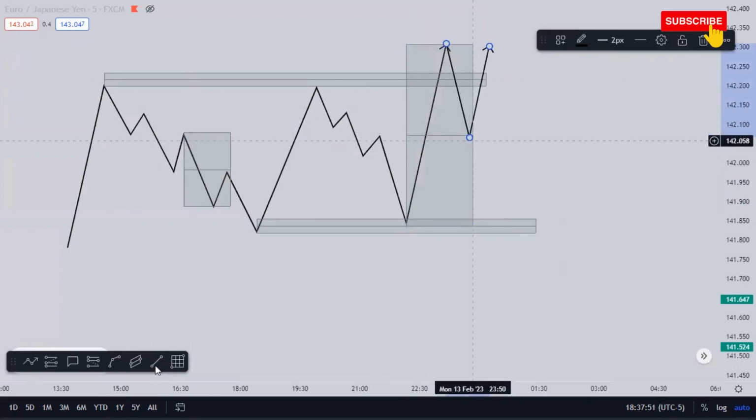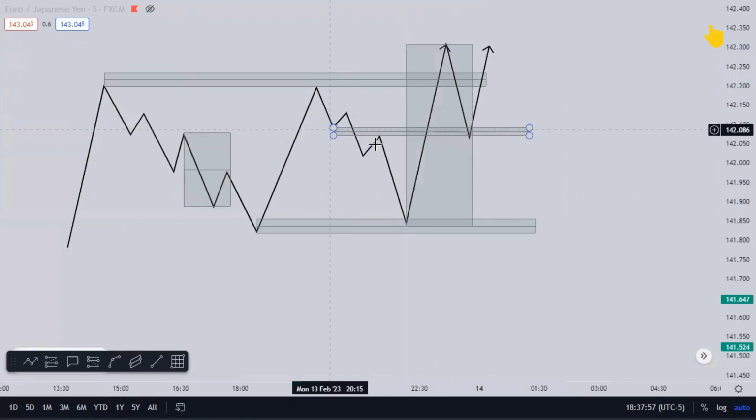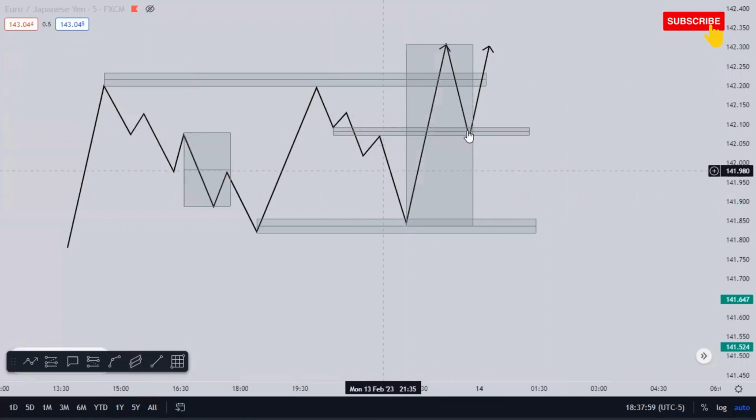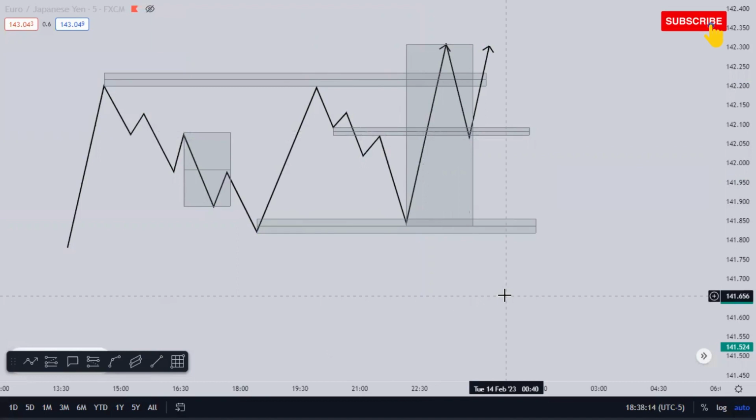Is there a key level there? Yes, there is a key level. This is the key level. Okay, we have one, we have two rejections. Then three, the third confluence, is this key level is located in the midpoint of this swing. So there are three confluences. Buying here puts you on an edge. You feel me? That's smart.